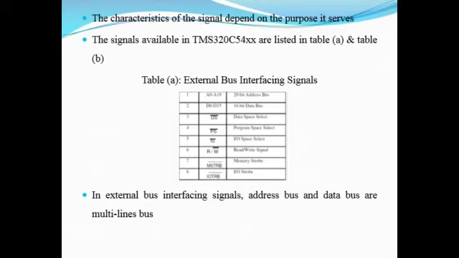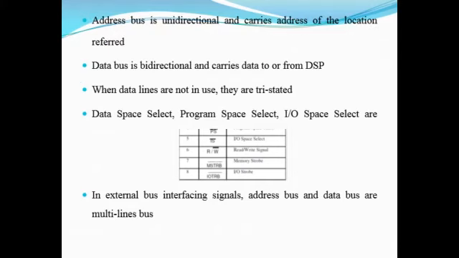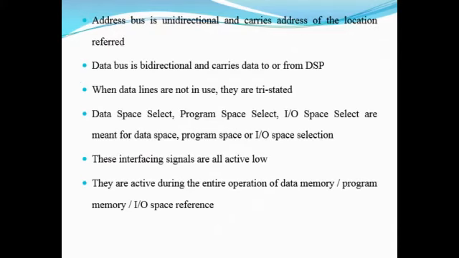In the external bus interfacing signals, the address bus and the data bus are multi-line buses. The address bus is unidirectional and carries the address of the location which is required. That is the purpose of using an address bus.